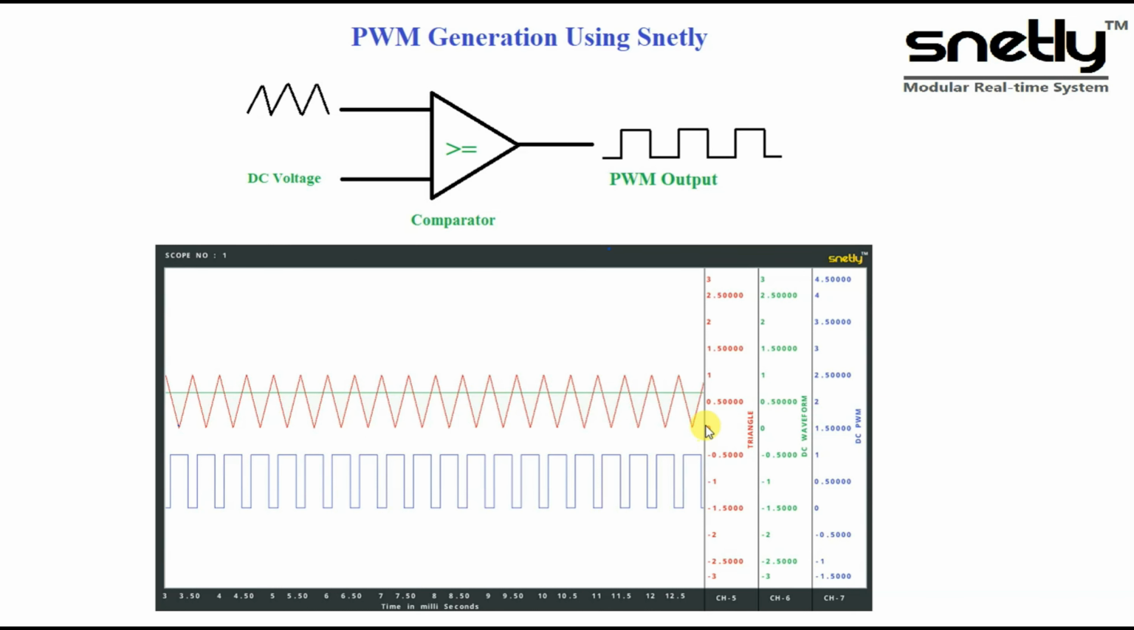Here we have given the value of the triangle as 0 to 1 and for the DC voltage around 0.75. Based on the comparator logic, I have given greater than or equal to. Whenever the DC voltage is greater than the triangle, I will get the on time duty. If the comparator logic is false, we will get the off time duty. So I have kept it at 0.75, so around 75% on time duty and 25% off time duty. Now let us implement this concept in our Snetly window.